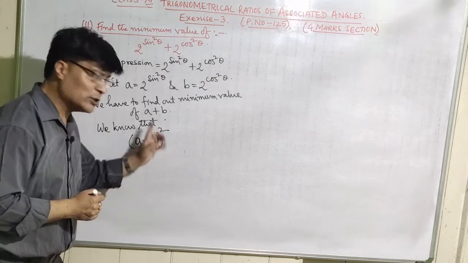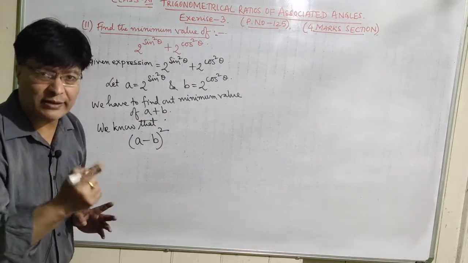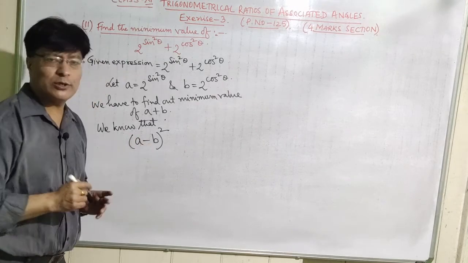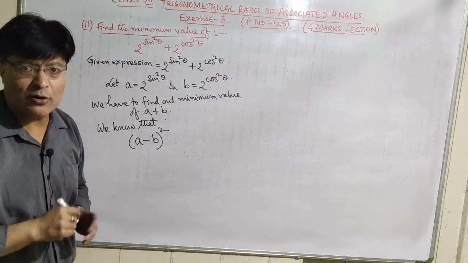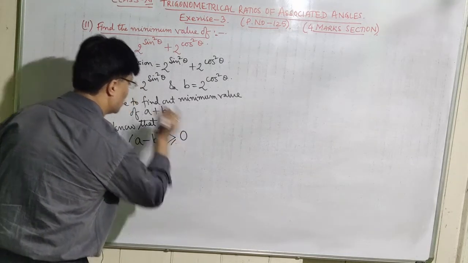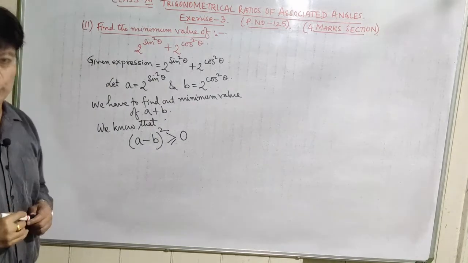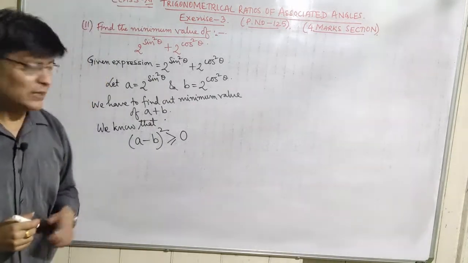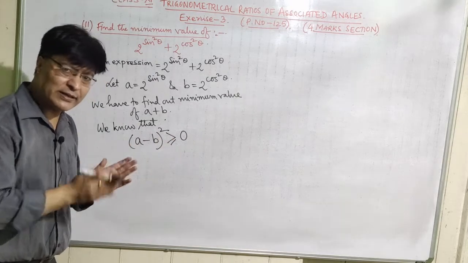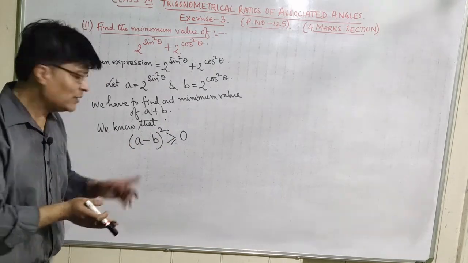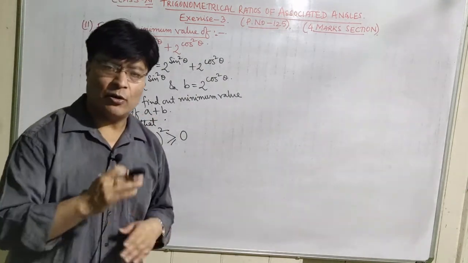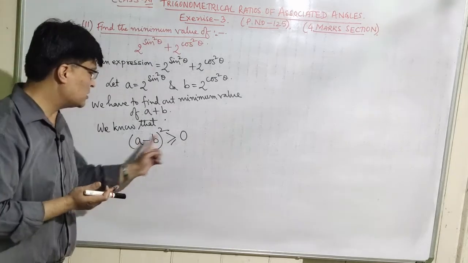So A minus B whole square is either 0 or greater than 0, isn't it? So we should know that A minus B whole square is either greater than 0 or is equal to 0. So we can write here greater than or equal to 0. So it is always positive. It may be equal to 0 if A is equal to B. If A is greater than B or if A is less than B, then A minus B whole square is always a positive quantity. Or it may be equal to 0 if A is equal to B.